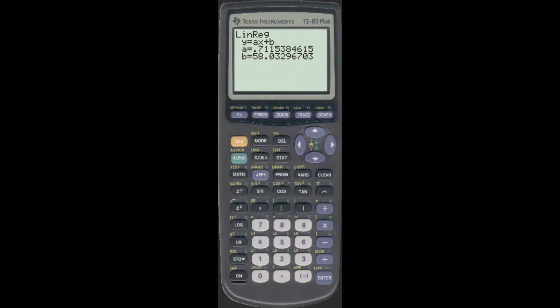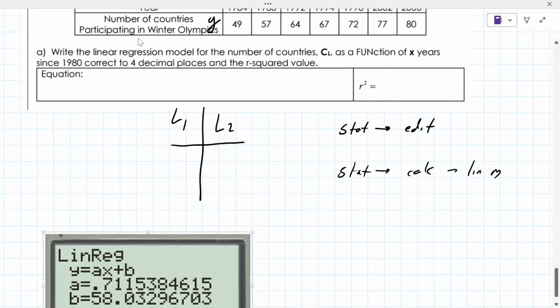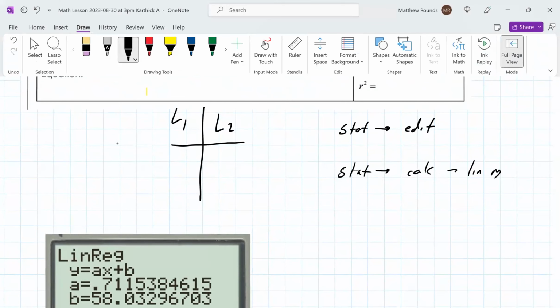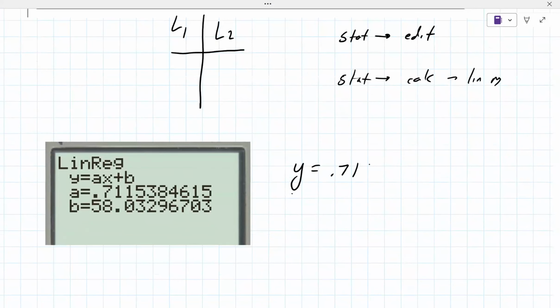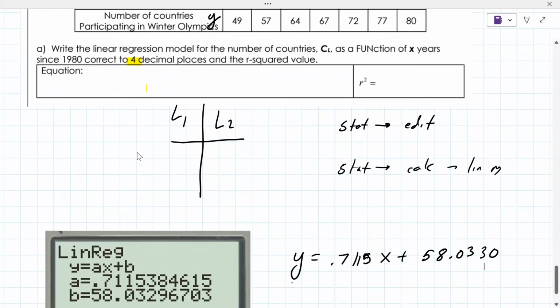When you write out your equation, it has to tell you how many decimal places. It says four here, so you have to say four decimal places. That means it's y equals 0.7115x plus 58.0330. And that's your equation.